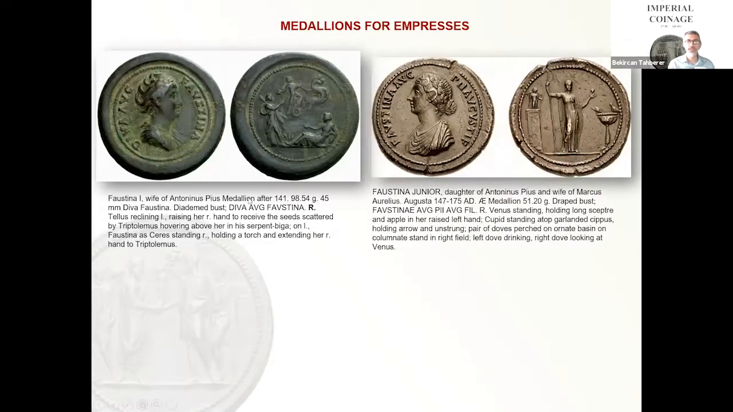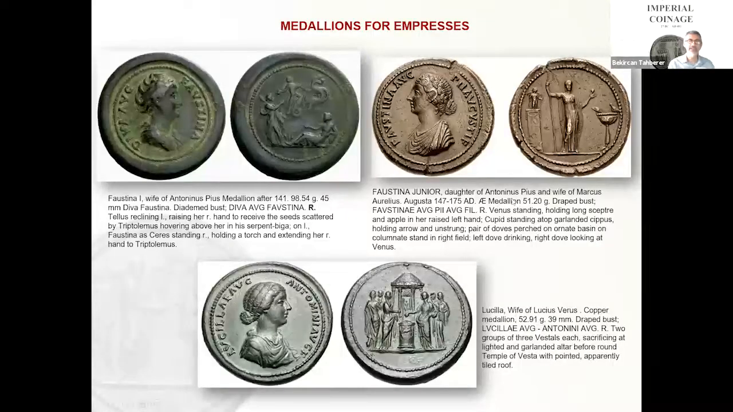And Faustina, the younger daughter of Antoninus Pius and wife of Marcus Aurelius, was known to be a beautiful woman, and she is here associated with Venus in a very, very beautiful scene. And then Lucilla, wife of Lucius Verus, is depicted on this coin, being a virtuous woman and a priestess of the Vestal virgins.